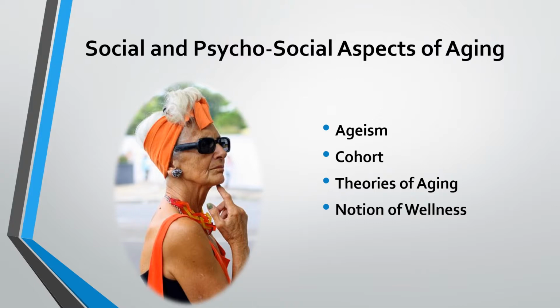We're also going to look at some of the theories of aging, not only the psychosocial theories of aging, but some of the physical aspects of aging. Then we're going to also look at the notion of wellness and look at the difference between wellness and a person's attitude towards quality of life versus having physical losses that impact on a person's ability to have a good quality of life.